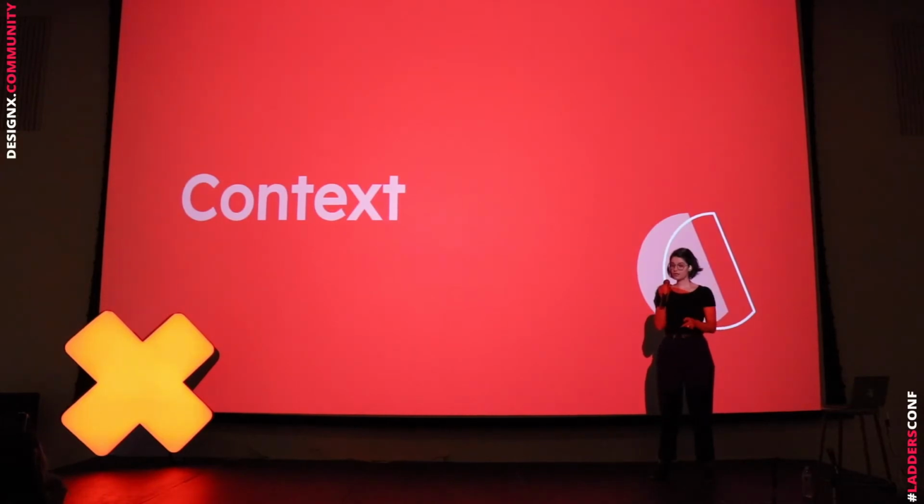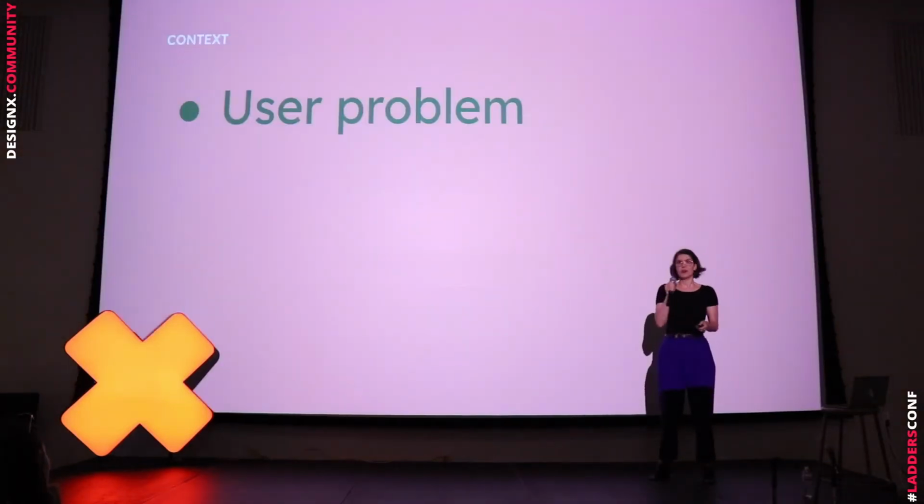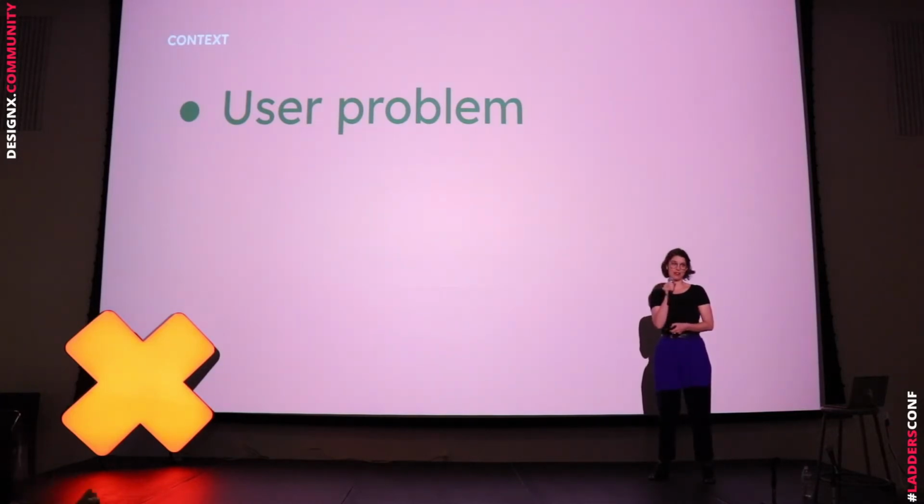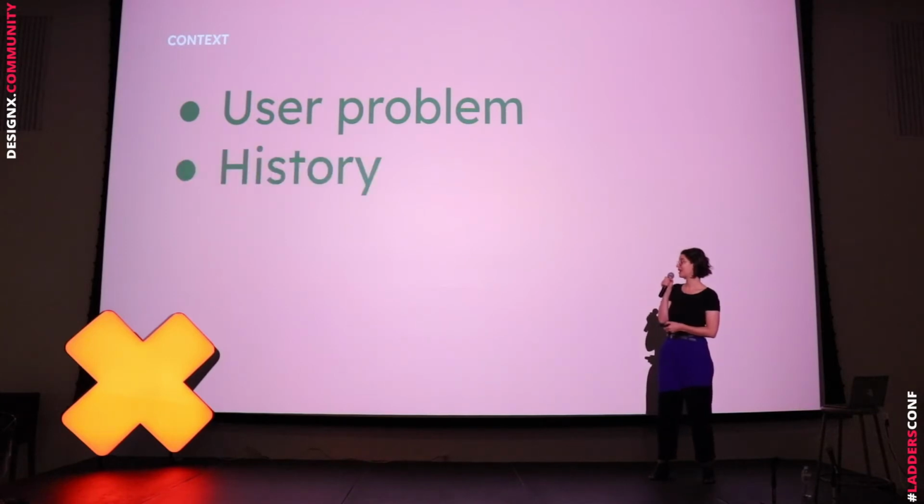Okay, so all of those things will influence the next two things, which are context and type of feedback. So here's different types of context you could give. The first being the user problem, right? This is what we do. We solve problems that people are having. This is almost always a good bit of context to have.